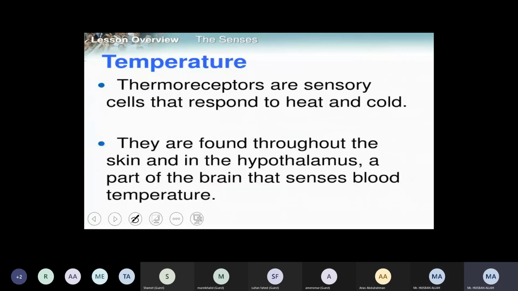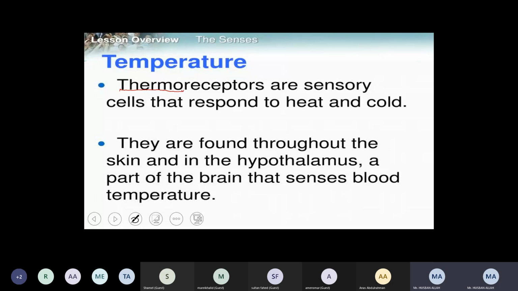Okay. Next, related to temperature. Thermoreceptors are sensory cells that respond to heat and cool. As we said, in the skin we have 7 different types of receptors. Now, thermo means thermal. Thermal means heat, temperature. Thermoreceptors are sensory cells that respond to heat and cool.